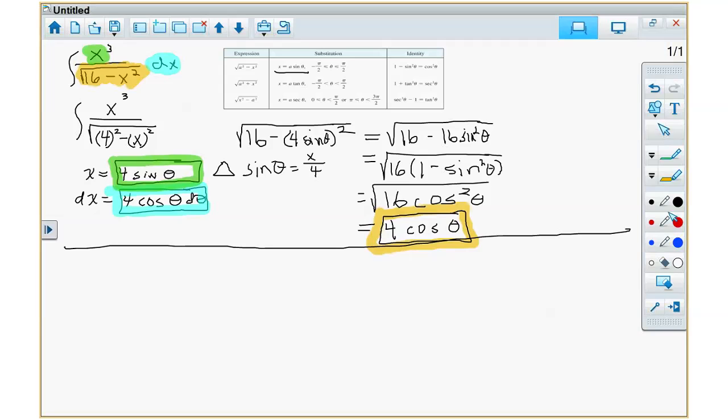Number 2, plug and chug. So antiderivative of parentheses cubed over parentheses times parentheses. This is x cubed over the denominator times dx. And now we're going to take that 4 sine of theta. 4 sine of theta. Over 4 cosine of theta.